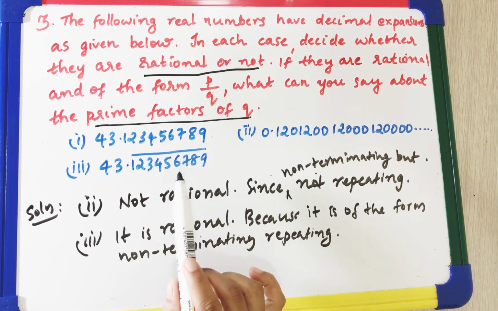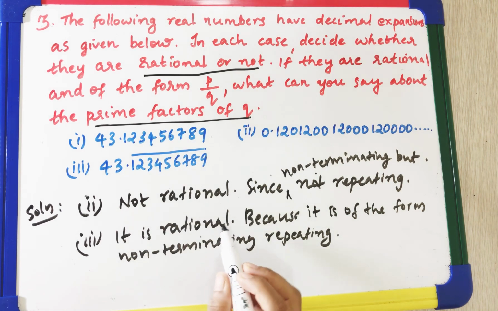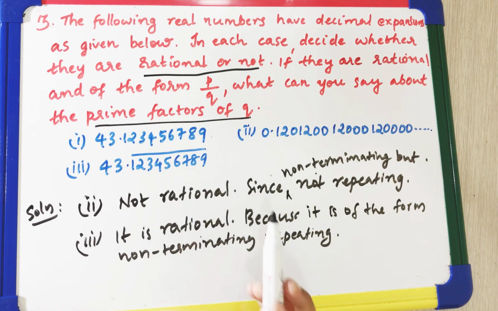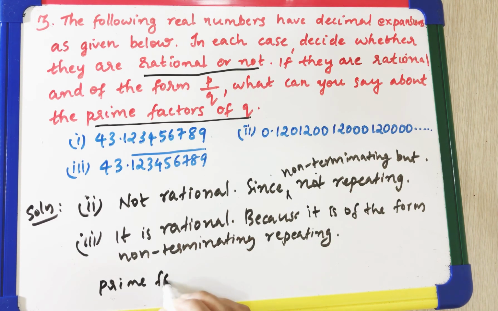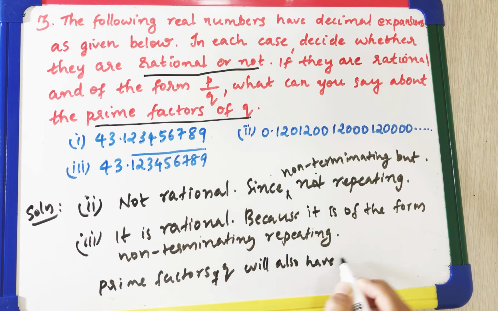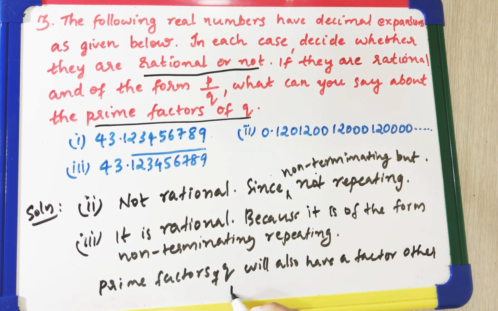Now what can you say about the prime factors of q? It is rational and of the form p by q with q containing factors other than 2 or 5. Or we can write prime factors of q will also have a factor other than 2 or 5. Or q is not of the form 2 raised to n into 5 raised to m.